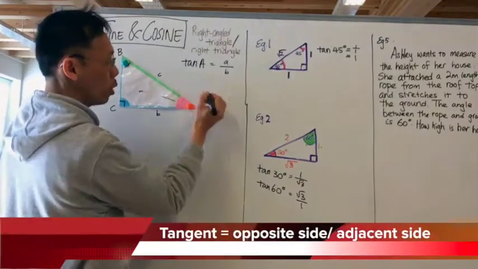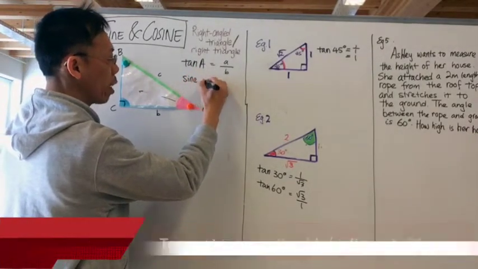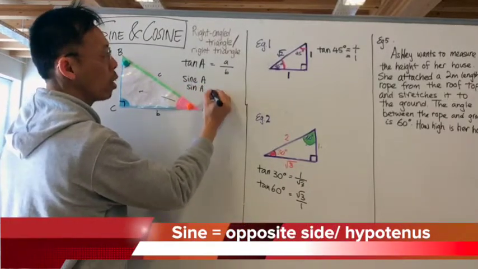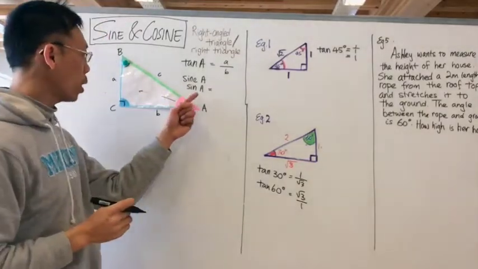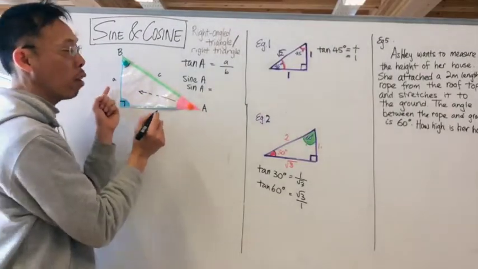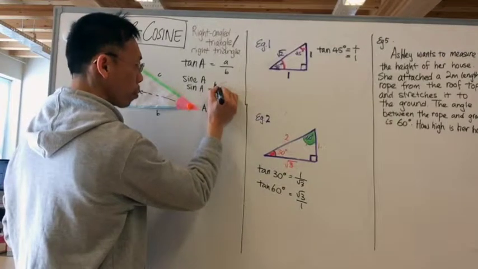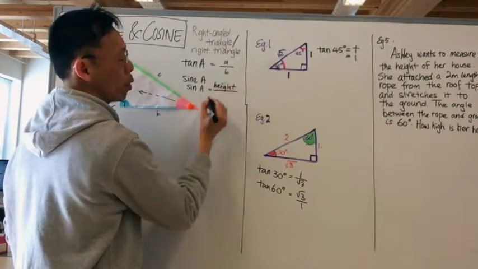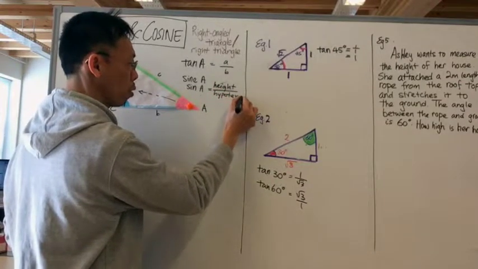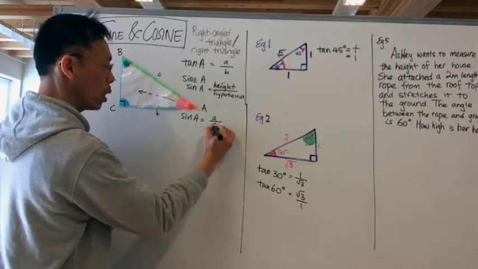And we now can define something else. What does it mean by sine A? Sine A is usually simplified into sin. Sine A is the opposite of A, that is over here. What is the opposite? The height of the triangle, divided by the hypotenuse. So in this particular case, sine A is A over C.